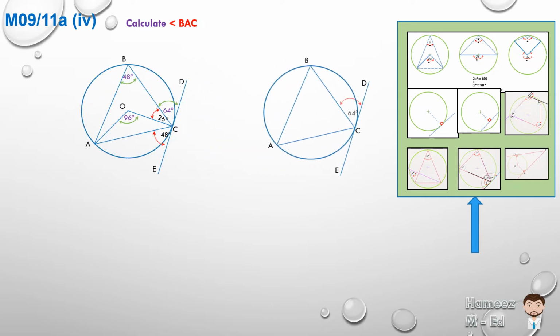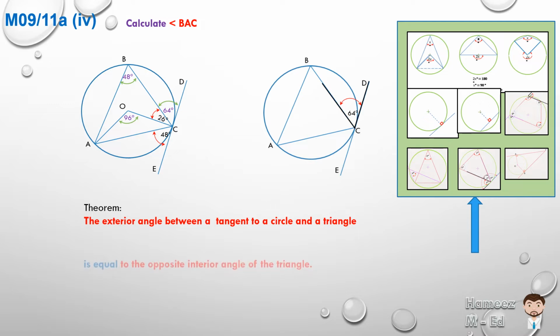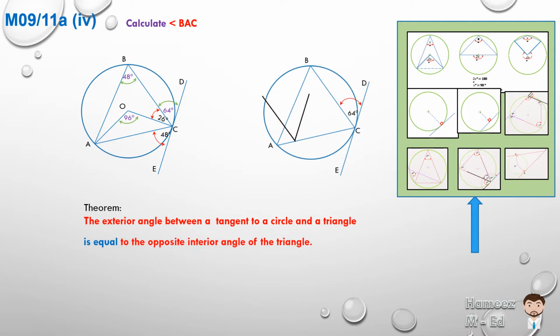And if we extract that, let's recall the rule. The theorem says that the exterior angle between a tangent to a circle and a triangle, which in this case is 64 degrees, is equal to the opposite interior angle of the triangle. So look how it slid across and rotated. So what we can tell is the interior opposite angle, angle BAC, is equal to the exterior angle of the triangle, BCD. Thus, BAC is equal to 64 degrees because we got 64 degrees for that angle BCD in the previous part.